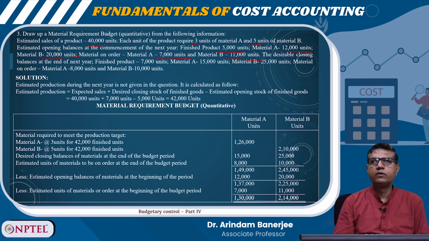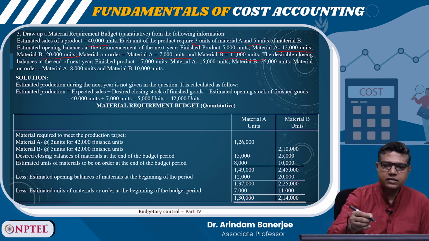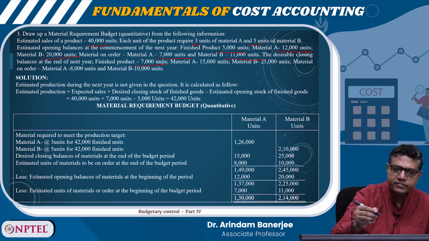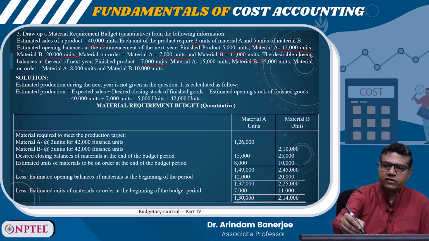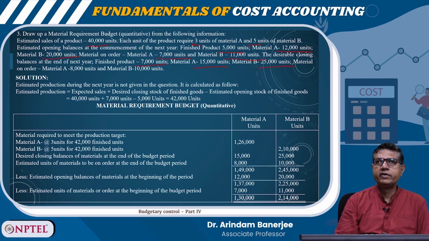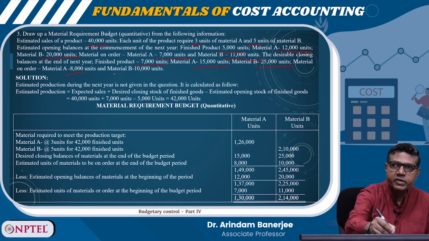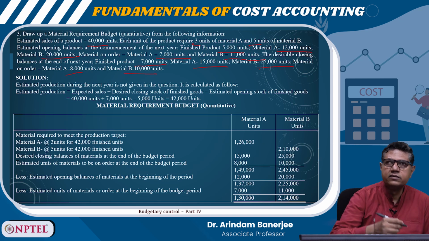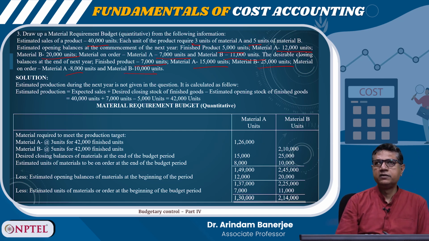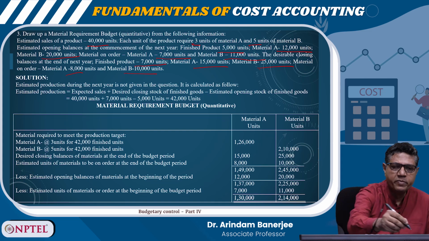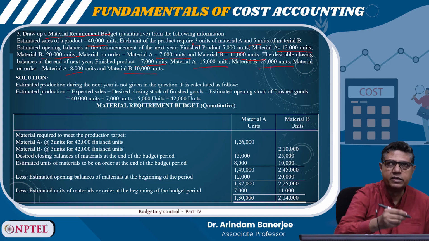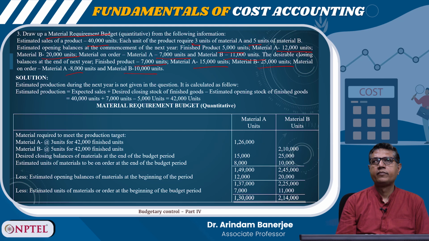The desirable closing balances at the end of the next year. Finished product 7,000 units. Material A 15,000 units. Material B 25,000 units. Material on order, material A 8,000 units and material B 10,000 units. So this is the information given. I have to prepare one material requirement budget, right? This I have to do.